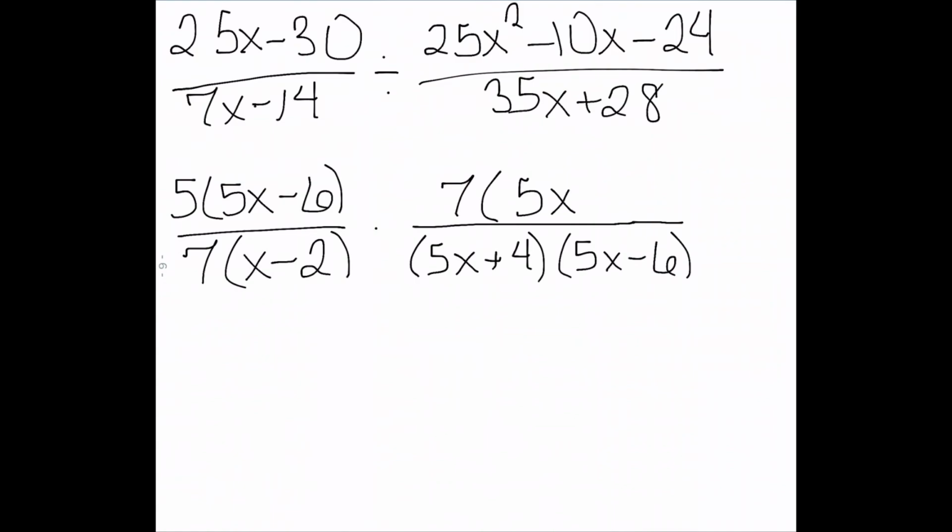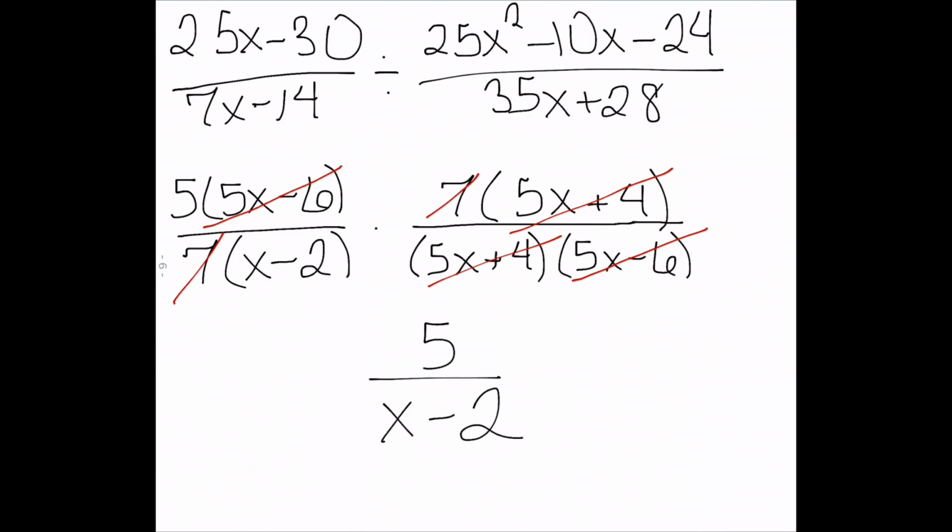I'm left with 5x plus 4. Now I can start canceling things. I have a 5x minus 6 on the top and bottom, a 5x plus 4 on the top and bottom, and I have a 7 on the top and bottom. That leaves me with a 5 on the top and x minus 2 on the bottom.